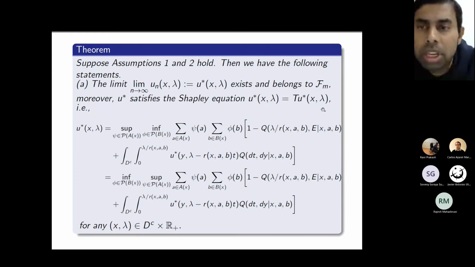What that means is that it satisfies this equation, U star equal to T U star, where this is the Shapley equation. One thing you see is that this is basically the same T operator which we defined previously. But one thing is that we have said that this sup inf is equal to inf sup. This is where the continuity comes in. We are getting this sup inf equal to inf sup via some minimax theorem. I don't want to get into too much detail of that, but that is coming from some minimax theorem. But the important thing is that if you define your U Ns this way, then the limit exists, and that limit is a fixed point of T.